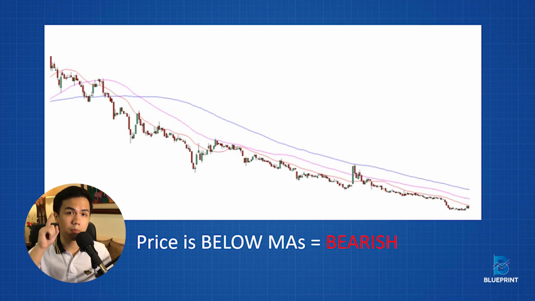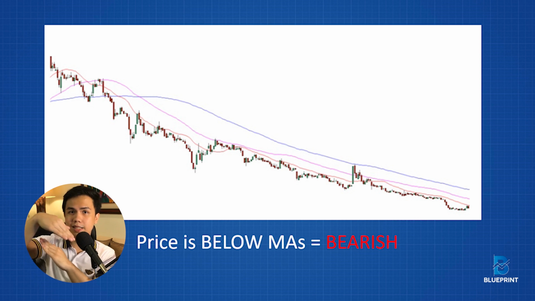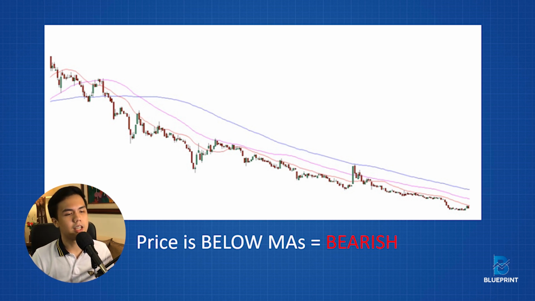Alright? So if the price is below, so ito yung price, ito yung moving average, no? If nasa baba yung price, meaning nun, it's a bearish sentiment. So if the moving average is above the price, right, it's bearish, so most probably it's on a downtrend.